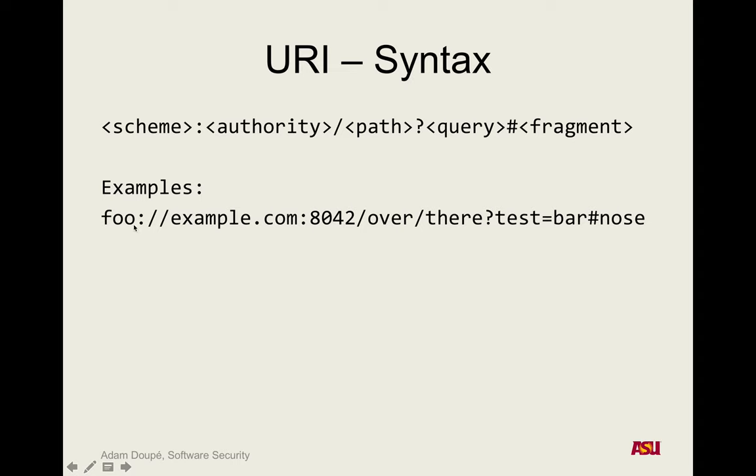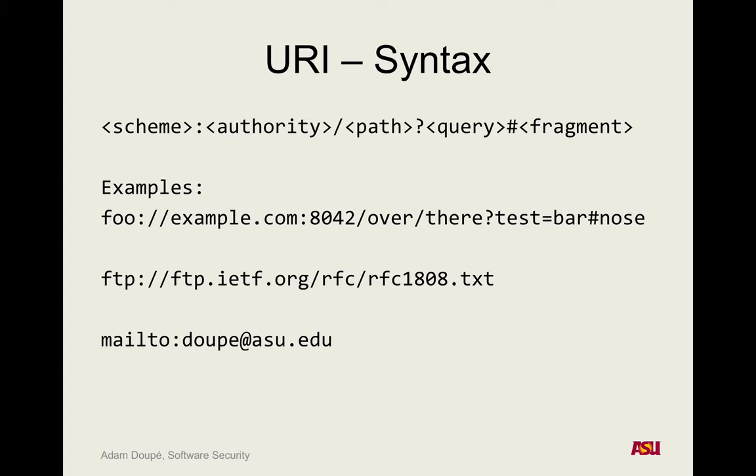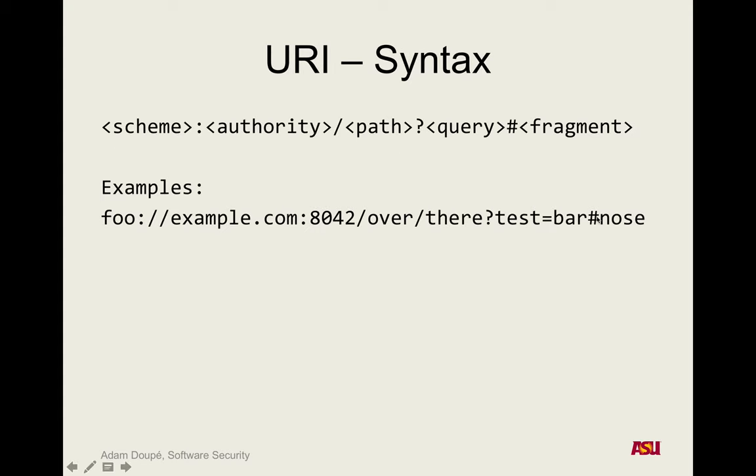Some examples, so we have a scheme foo for the host example.com with a port of 8042. The path is over there, and the parameters are test equals bar. So this means we have a query parameter of test, and the value of that parameter is bar. If we do multiple parameters, how do you set that? You don't have an example. You separate them with ampersands. So you do ampersand new key equals new value.